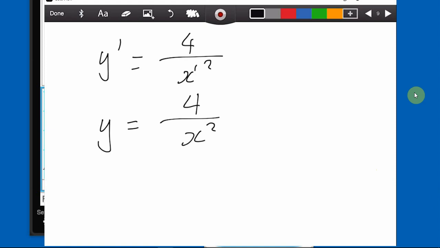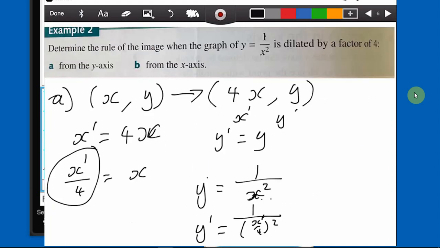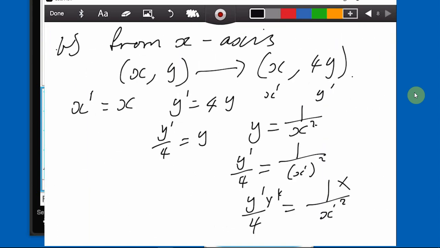All right. So the only one you really got to be careful with is the dilation from the y-axis. And if you treat it in the way that I've done here, then you'll get it right. So it's the only tricky one because it moves in the opposite direction than what you would expect. So when it says factor 4 from the y-axis, it's actually squishing it in. All right, so that's that.